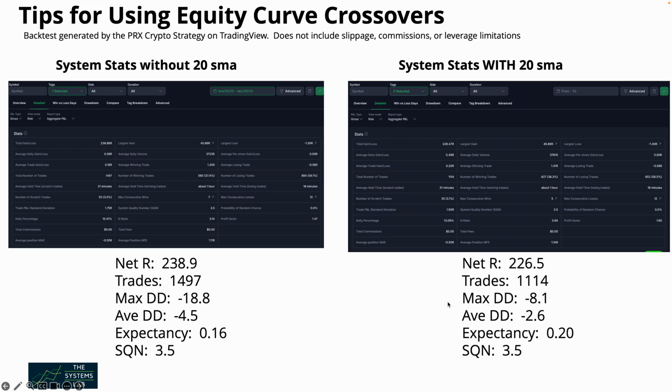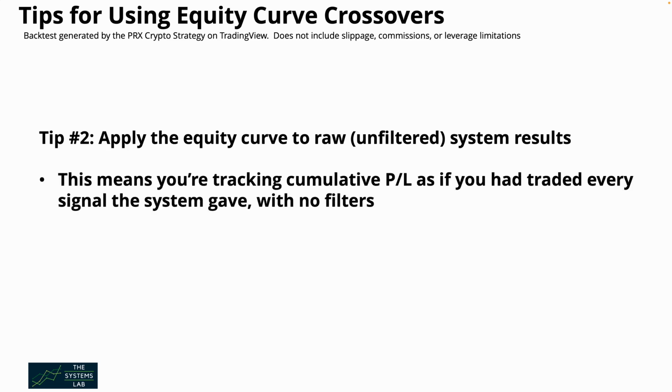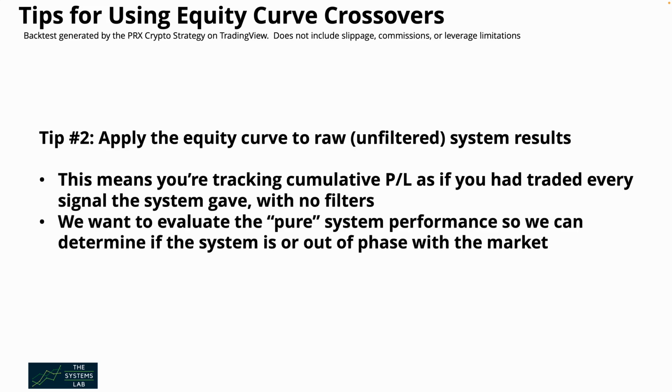Now let's jump to tip number 2, which is to apply the equity curve to the raw, unfiltered system results. So this means that you're tracking the cumulative P&L of your system as if you had traded every trade the system came up with, no filters at all. And that's important because we want to evaluate the pure system performance so we can determine if the system is in or out of phase with the market.